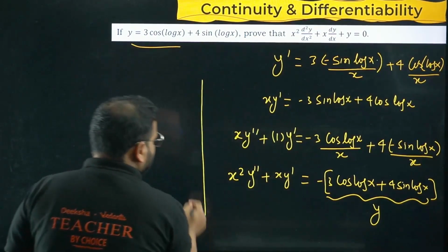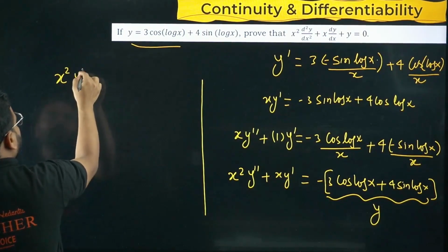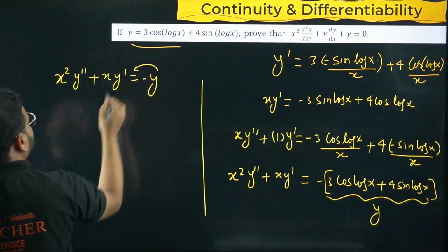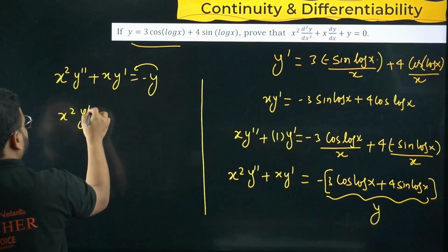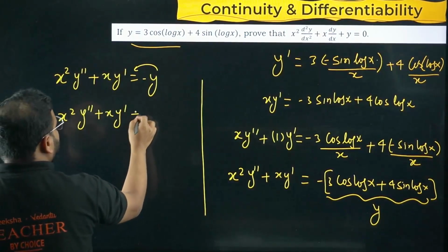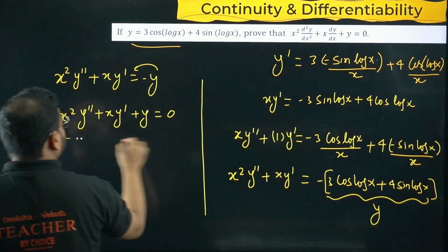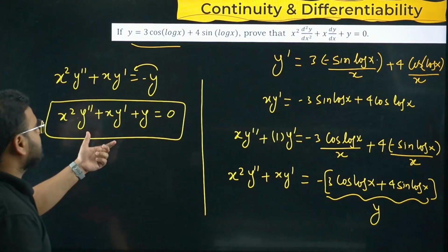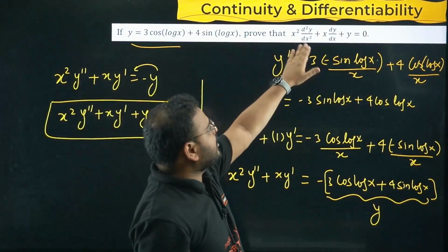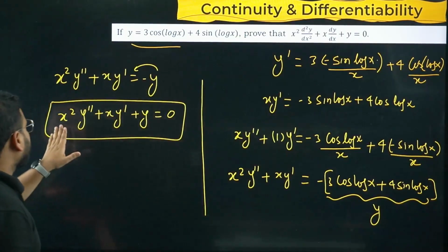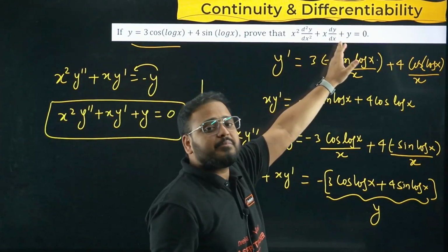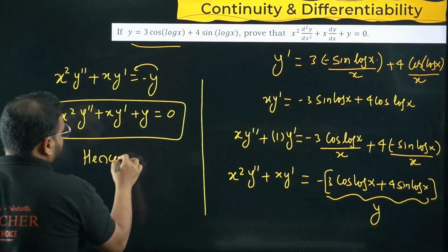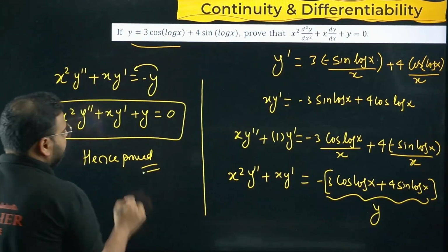What you're getting so far is, have a look, x square y double dash plus x y dash equals minus y. Bring it on this side, it will become x square y double dash plus x y dash plus y equals 0. This is your answer. Check this out. They have written it in the form of d square y upon dx square, but we can write this as well: x square times the second derivative plus x times the first derivative plus y equals 0. Hence proved. Very simple, right?